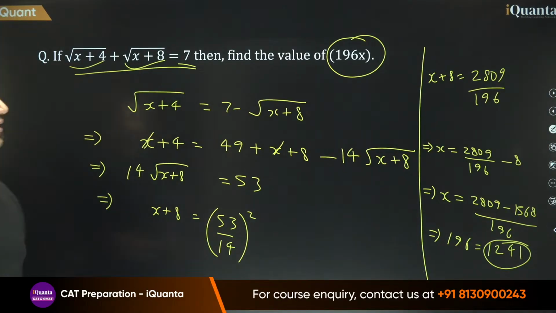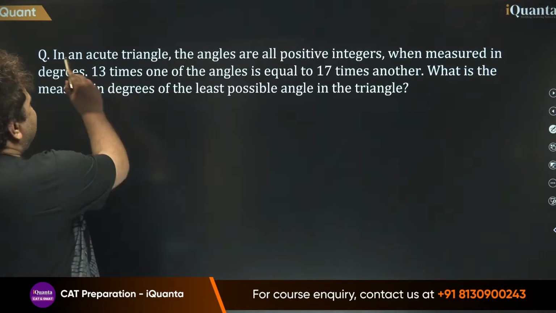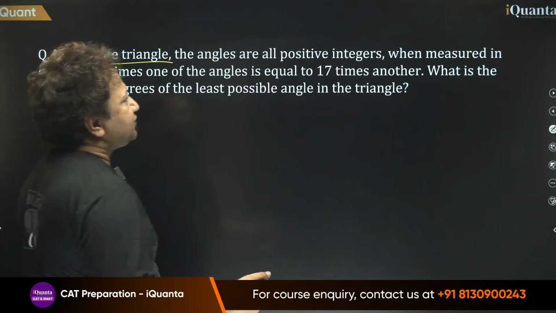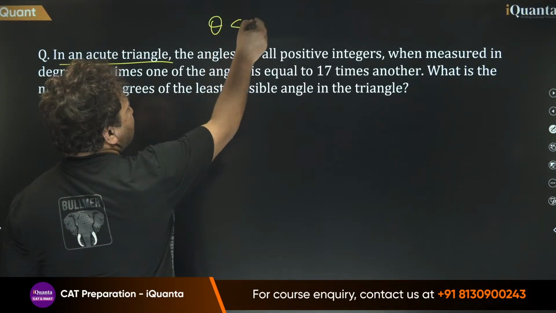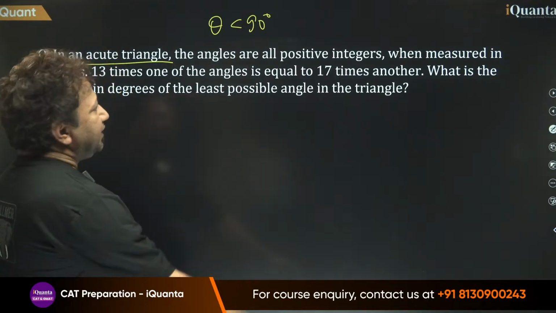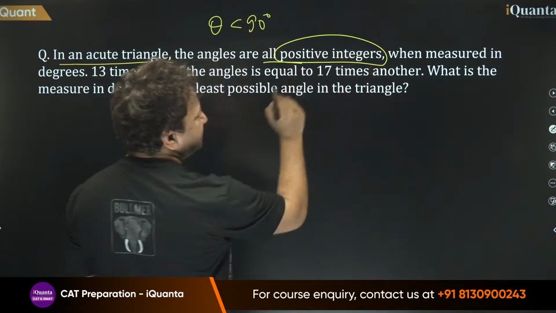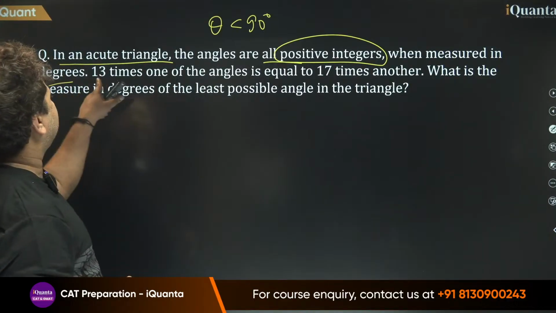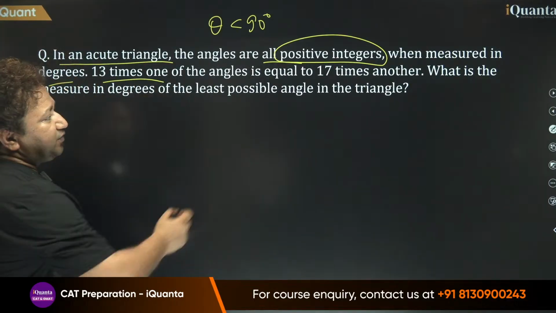Cool techniques. Next one. In an acute triangle, which triangle is acute? Where all the angles are less than 90 degrees. All the angles of the acute triangle are less than 90 degrees. The angles are all positive integers when measured in degrees. 13 times one of the angles is equal to 17 times another.